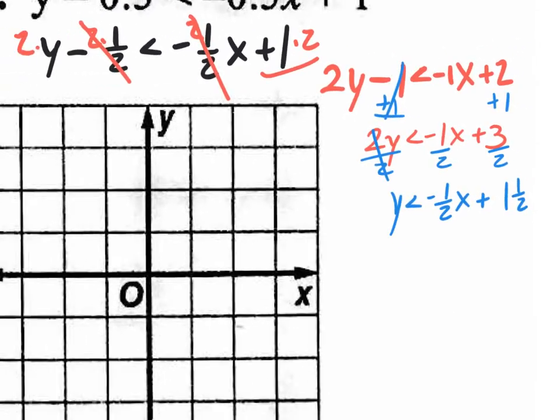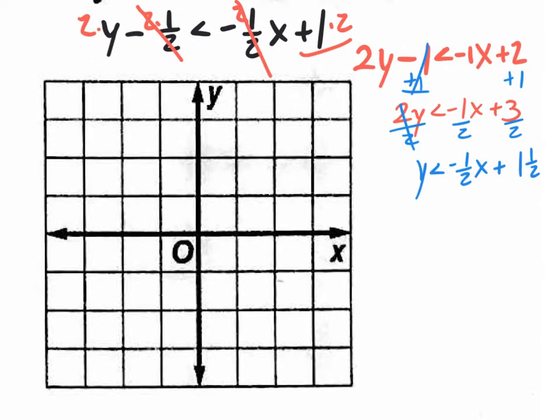Let's graph it now. Where does it cross the y-axis? 1 1/2. So that's 1 and then halfway up right here. Strange, it's right in the middle. Let's put it there. 1 1/2 right there.